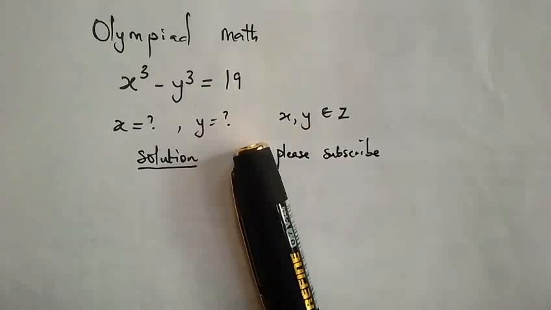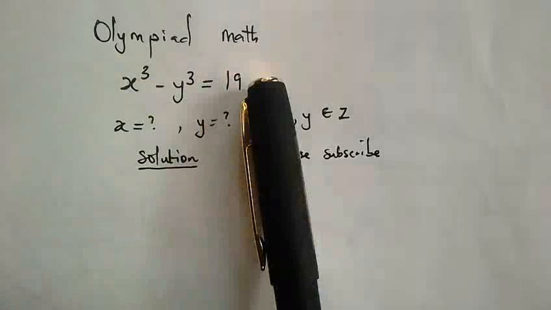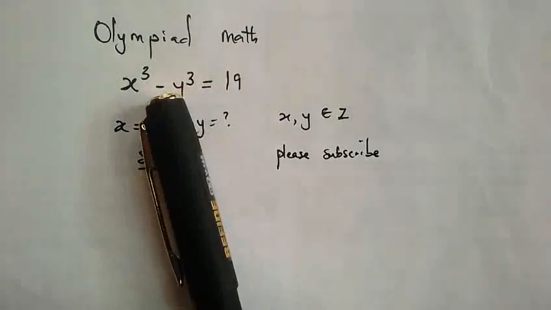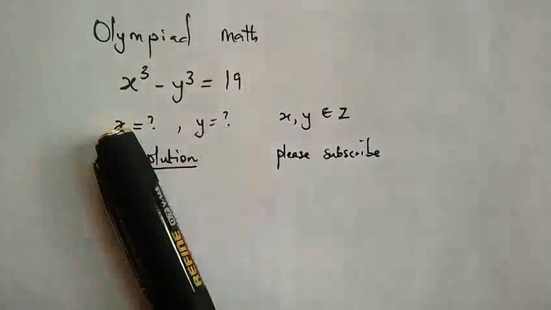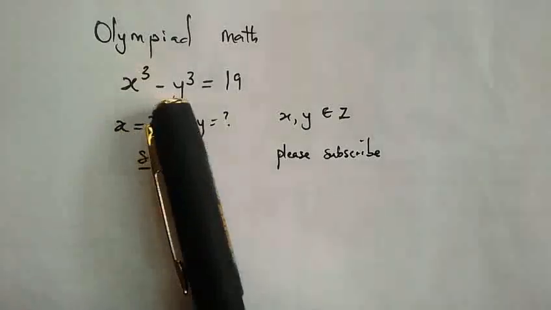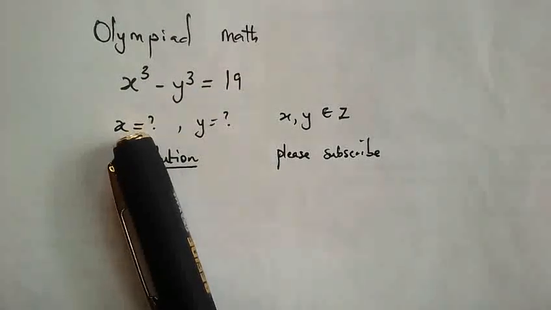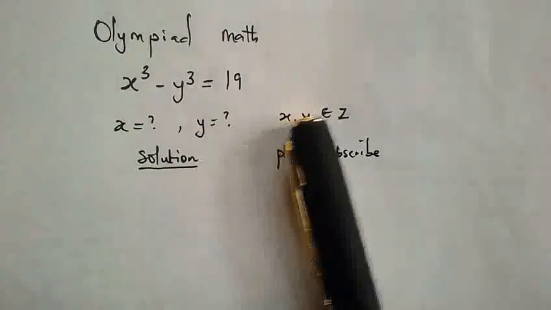It happens to be another interesting Diophantine equation. Just like I told you in my previous video, a single equation with two or more unknown variables is called a Diophantine equation. In this video, we are given x cubed minus y cubed is equal to 19. We're asked to find the value or values for x and y, given that they are what?